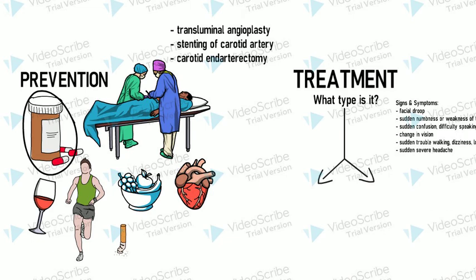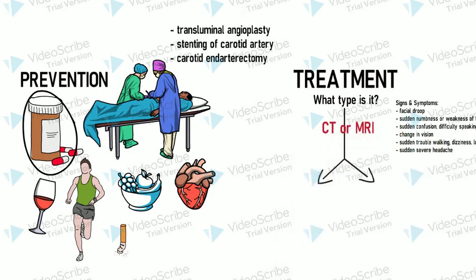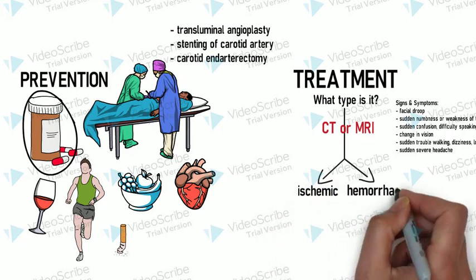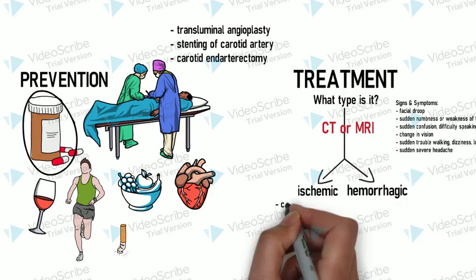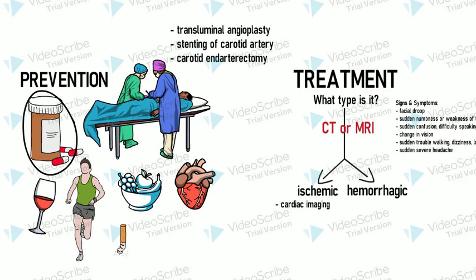We figure out if the patient had a stroke and what type by imaging the brain via CT or MRI. This serves as the main diagnostic tool in telling us if the stroke is ischemic or hemorrhagic in nature. If ischemic, cardiac imaging might be recommended because remember, atrial fibrillation is a risk factor for stroke because it can form clots that the heart can more or less spit out.